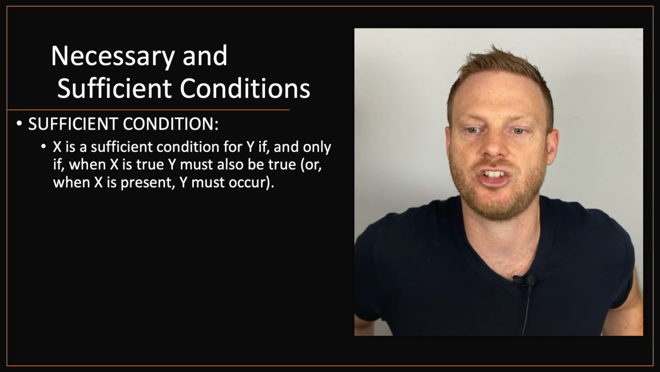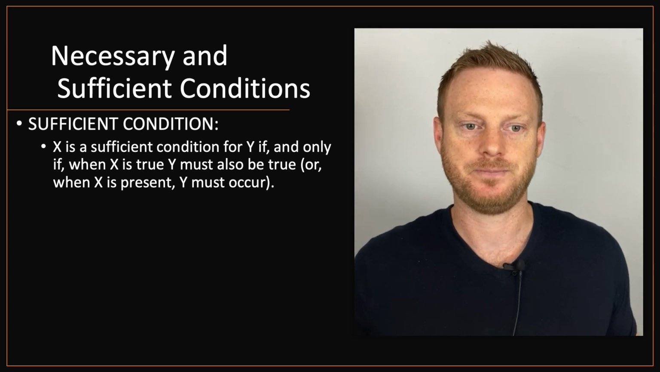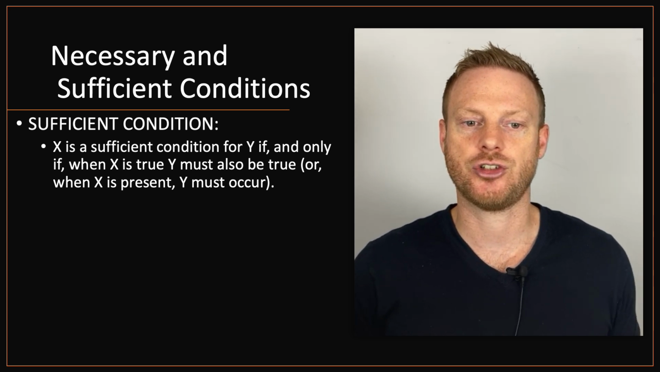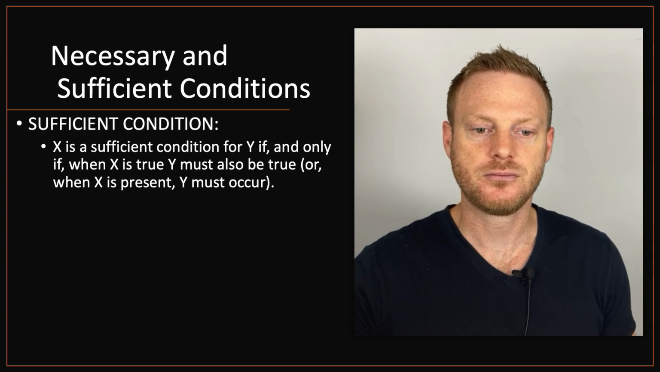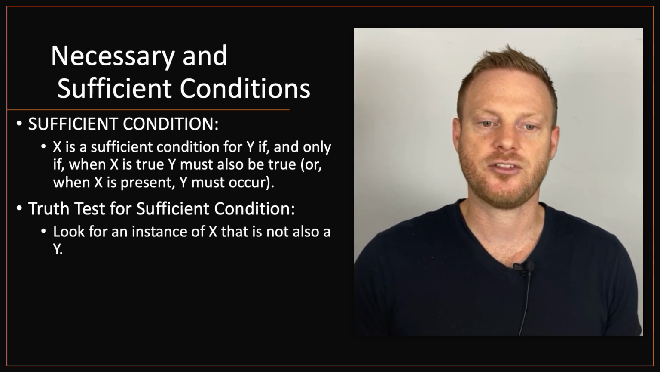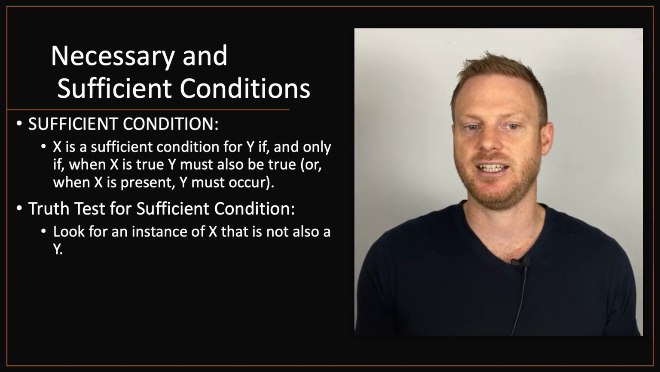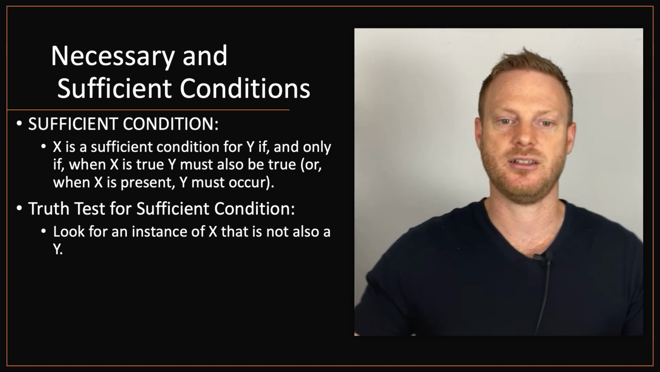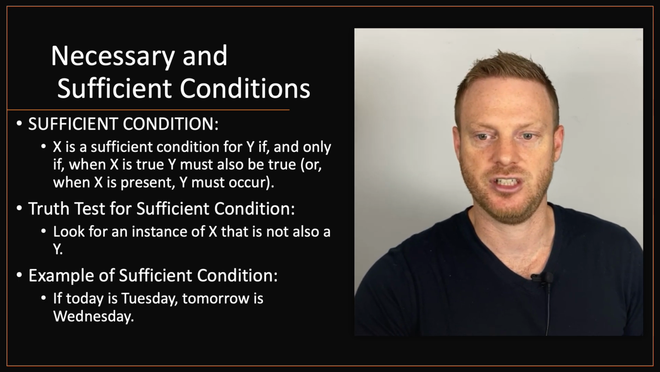So a sufficient condition guarantees that the outcome is going to happen. X is a sufficient condition for Y if and only if, when X is true, then Y must also be true, or when X is present, Y must occur. The truth test for a sufficient condition is to look for an instance of X that is not also a Y. In other words, if someone is saying X is a sufficient condition for Y, but you can find an X where Y doesn't also happen, then it would be false. It wouldn't actually be a sufficient condition.